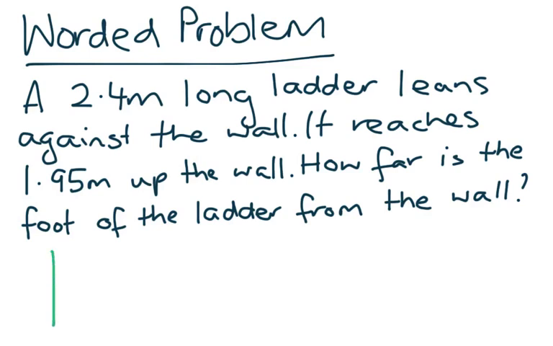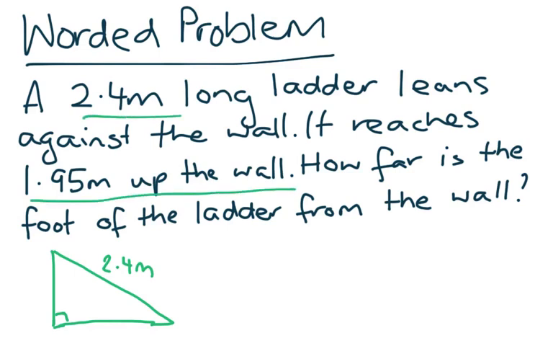First thing, we've got a wall. The wall we assume here is at 90 degrees to the floor. And we've got a ladder leaning against it. Now, when we draw diagrams, we don't need to actually physically draw a ladder or a wall or anything. We just draw a triangle that represents the situation. So we can put in our 90 degrees. Our ladder is 2.4 metres, so we can put that information in. And it says it reaches 1.95 metres up the wall.